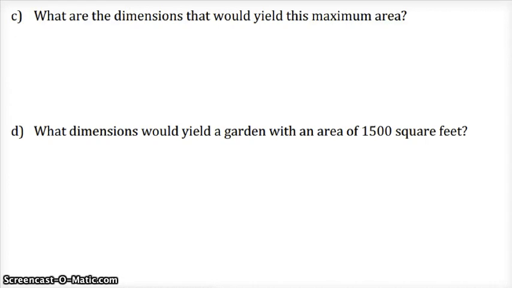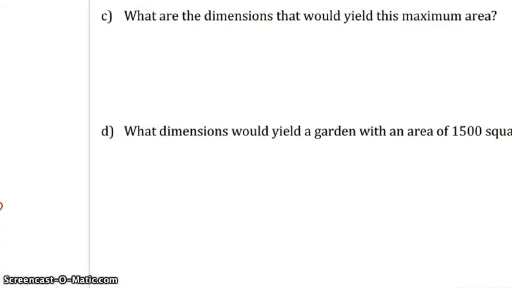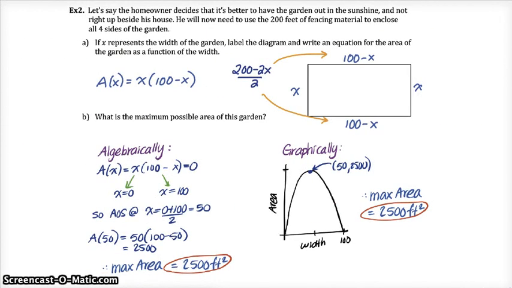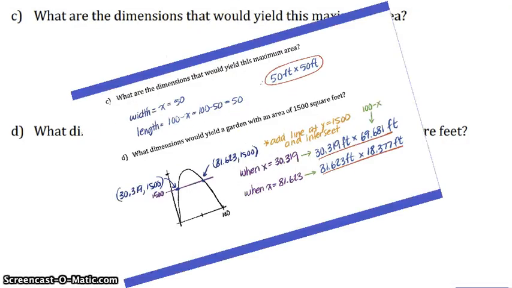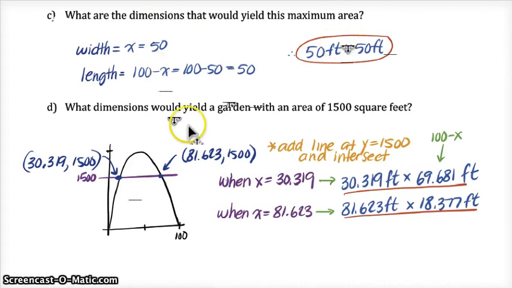And then let's solve for D. What dimensions would yield a garden with 1,500? Remember, this maximum was 2,500. Well, what if you didn't want 2,500? What if you had other plans for the rest of your yard or something? How would you set it so it's exactly 1,500? Well, the maximum is going to be 50 by 50, which we already did.